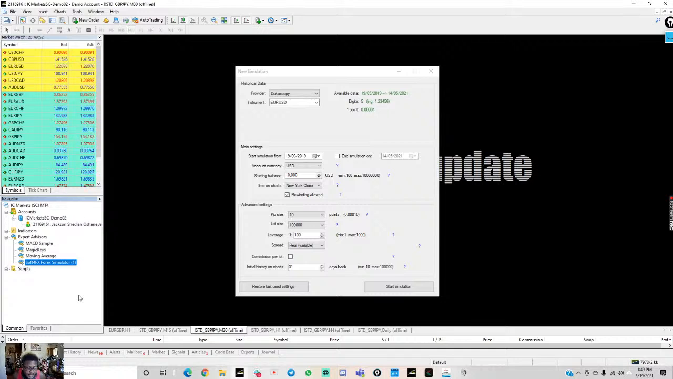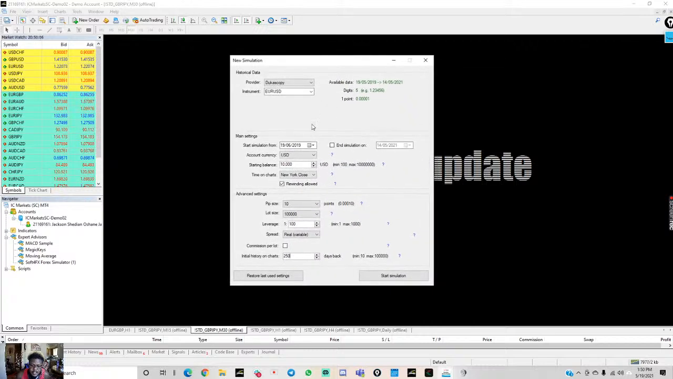Alright, so what I will be doing, guys, is a simulation on Euro USD. I'm just pretty much setting up the interface right now. We're gonna start from about January 5th, 2020. Currency USD, account balance 10,000. Yeah, so this looks good.